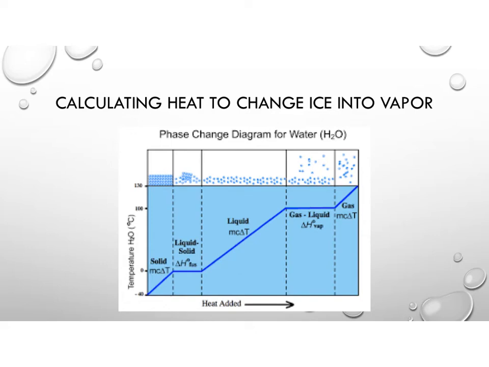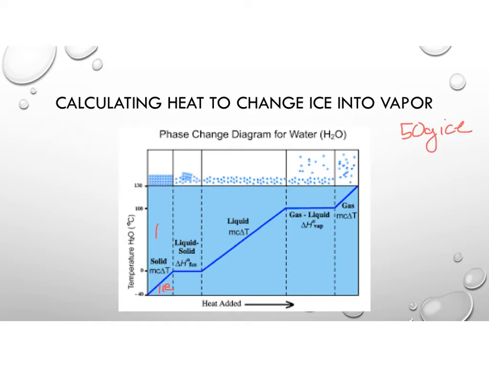This graph kind of ties everything together. You can see in the first section here that we are ice, because we are below the melting point and we're raising the temperature of that ice 40 degrees. So let's say that we had 50 grams of ice.